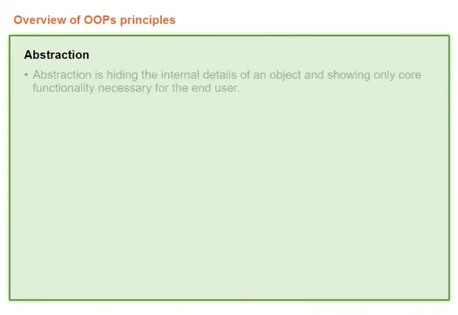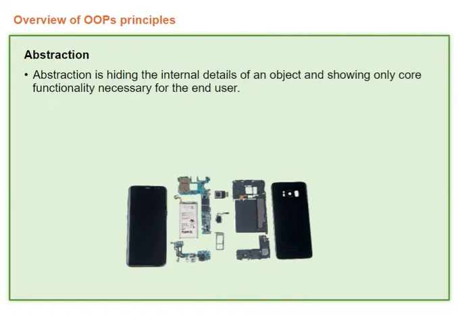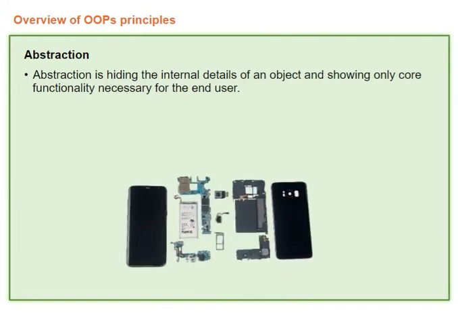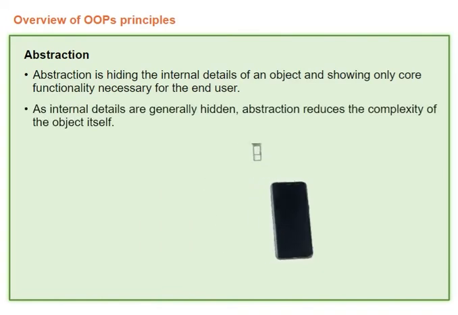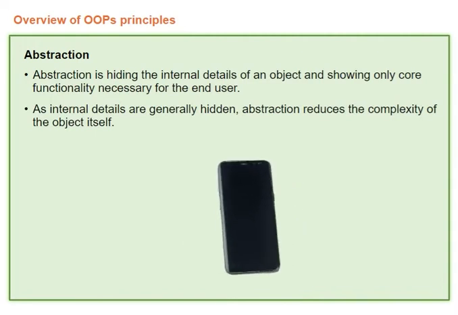Abstraction. Abstraction is hiding the internal details of an object and showing only core functionality that is necessary for the end user. As internal details are generally hidden, abstraction reduces the complexity of the object itself, as we see in the image.